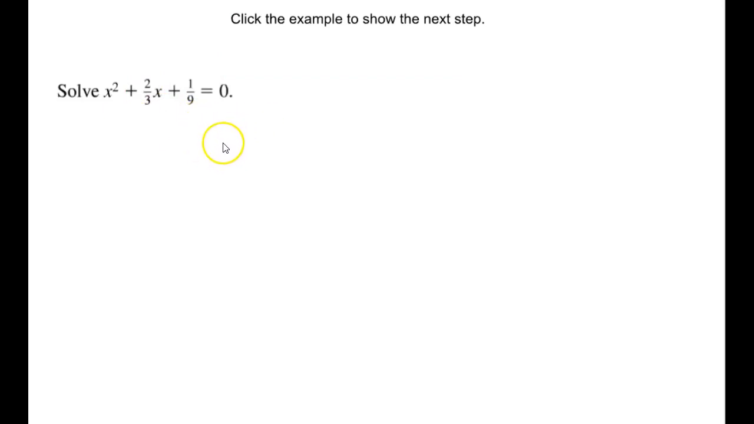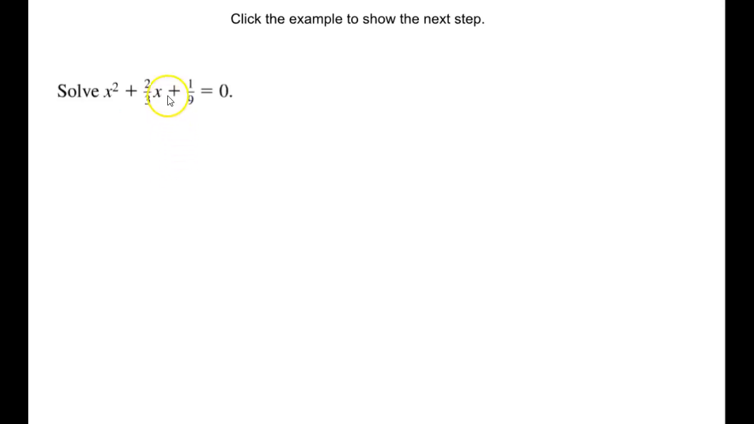Okay, so now here's an example using fractions. And I know many of you don't like fractions, but we still use it the same way. So I could go through and multiply everything by 9, and then I have whole numbers, but then I have some really funky stuff to deal with. Then I end up with a big number here in front of my x squared term. But it can be done that way. So let's go ahead and solve it that way.